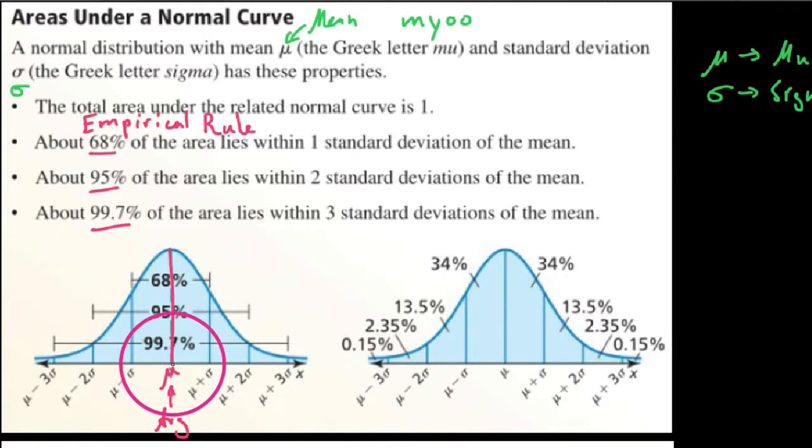Likewise, we could say, what if we were to go two average spreads above the mean? That is to say, the mean plus sigma.